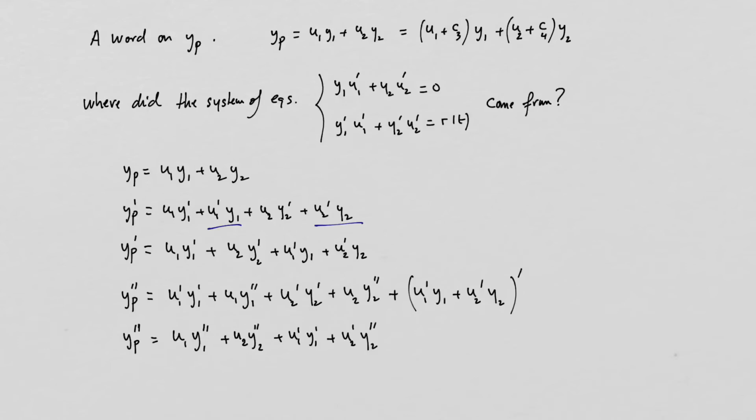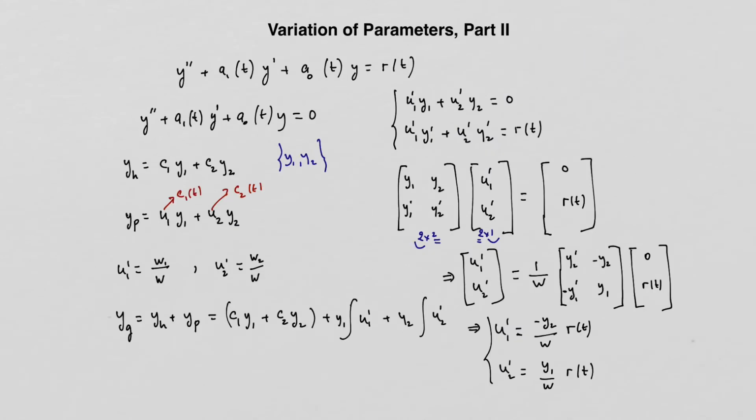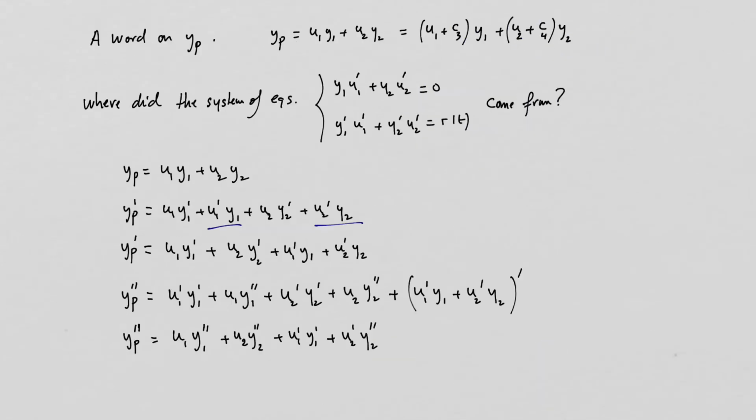I use C3 and C4 simply because I had C1 and C2 here, so I don't want to confuse you. You can quickly tell there is a problem. Not a problem, it's like an overkill, because this is u1 y1 plus u2 y2, plus c3 y1 plus c4 y2. But if you add this to the homogeneous, isn't that the homogeneous? So it's just like an overkill.